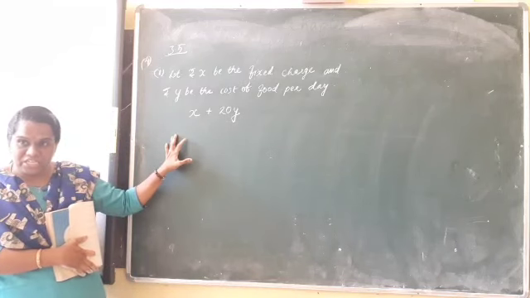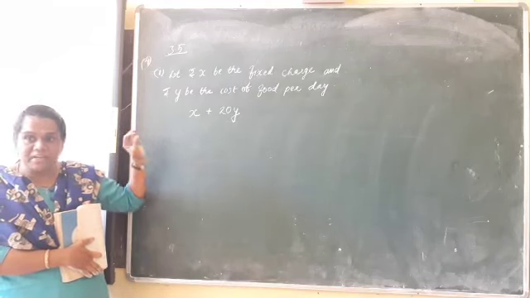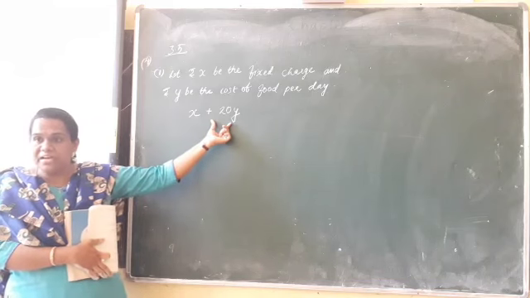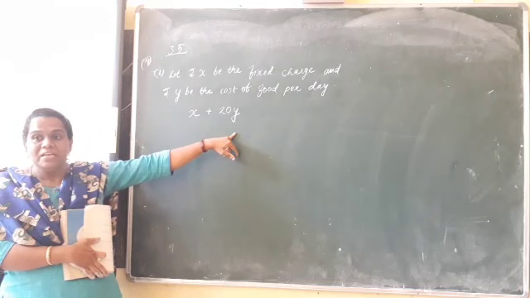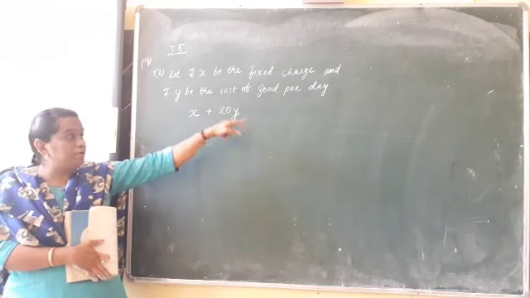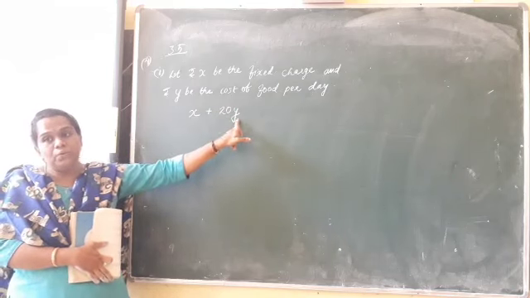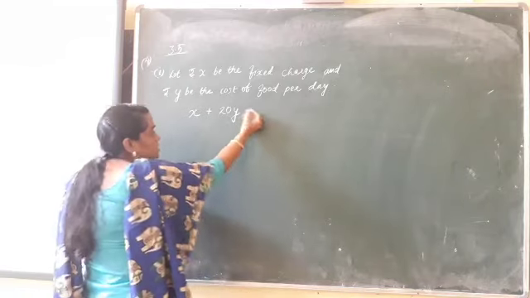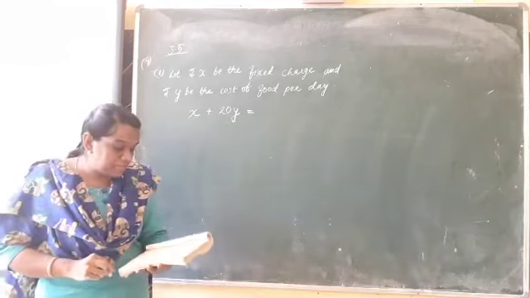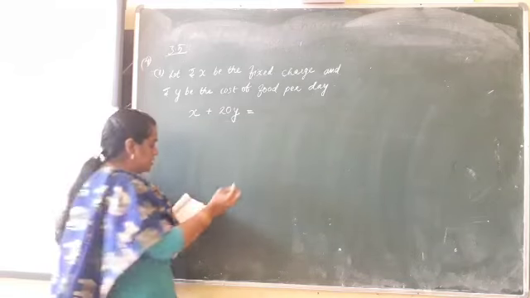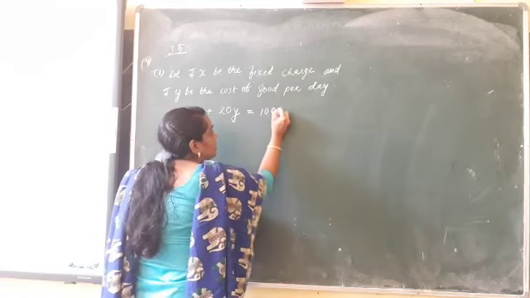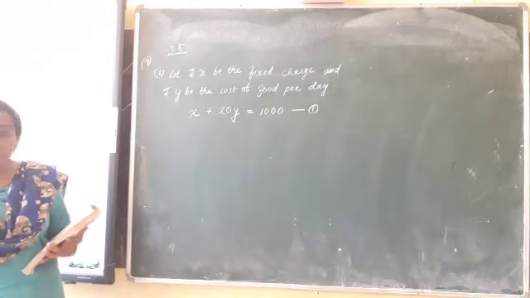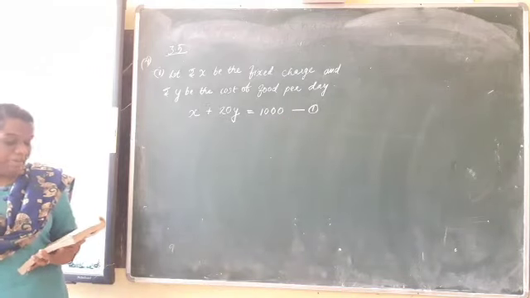This is the total amount. x is the fixed charge that we have to give to the hostel. And we are taking food for 20 days, so you have to pay 20y. What is the total amount for 20 days? Hostel charge plus food. She has to pay rupees 1000. I hope you understand the first equation. Did you understand the first equation?